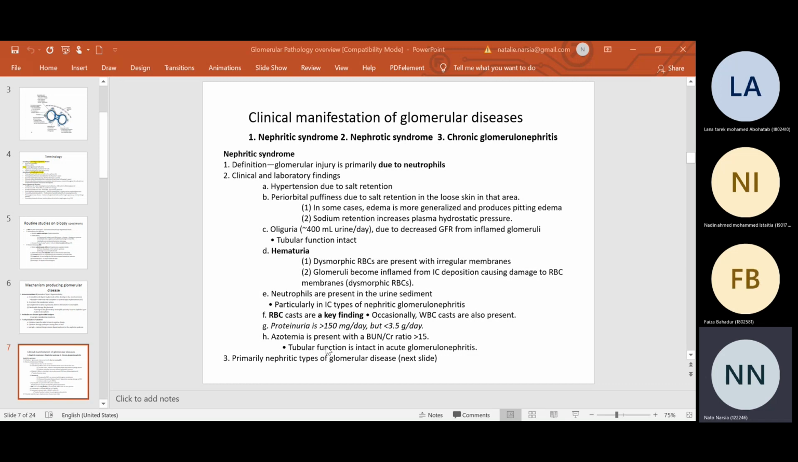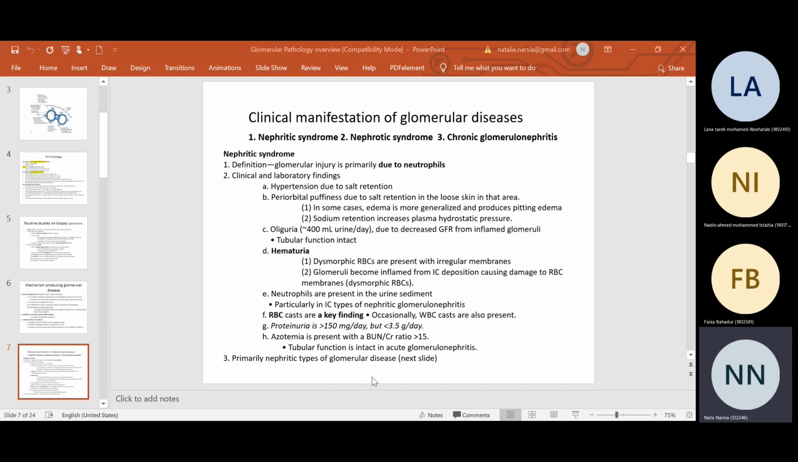Azotemia is present because you have damage of the glomeruli, and azotemia is present with BUN to creatinine ratio greater than 15. We know this mechanism. Tubular function is intact. Here tubular function is mentioned, and tubular function is intact in both oliguria and azotemia. So that is important. Why is it important? It is important because we need to make a differential diagnosis, guys. Where is the problem? In the glomeruli, or is it tubulointerstitial disease? All right.